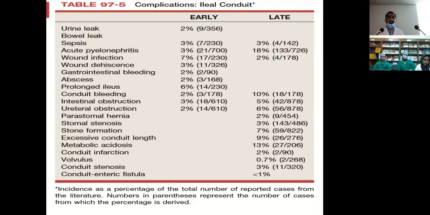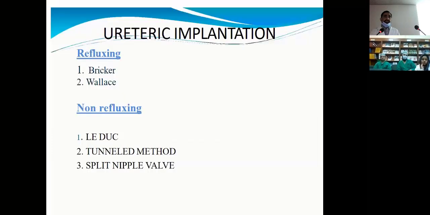The complications of the ileal conduit, early and late. The early complications may be urine leakage, bowel leakage, sepsis, acute pyelonephritis, wound infection, wound dehiscence, gastrointestinal bleeding, abscess, prolonged ileus, conduit bleeding, intestinal obstruction, ureter obstruction, and parastomal hernia. Otherwise, the late complications will be presented in the next presentation.